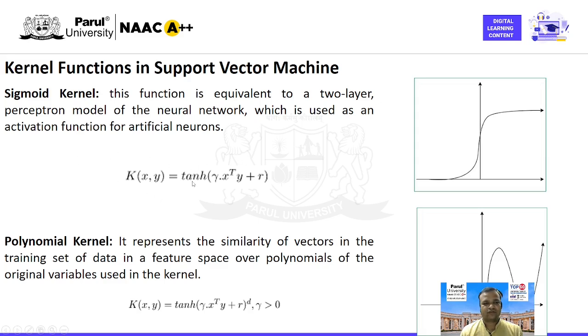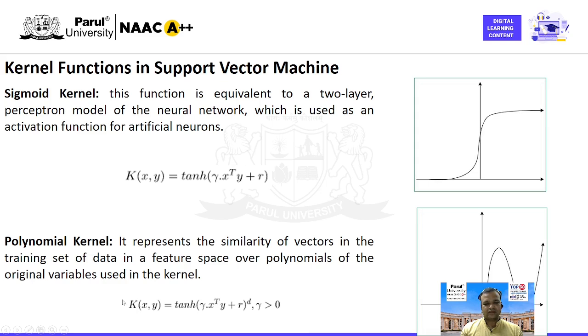This is the equation of the sigmoid kernel, and this is the form of the sigmoid kernel. Okay, and the polynomial kernel represents the similarity of vectors in the training set of data in a feature space over polynomials of the original variables which are used in the kernel.